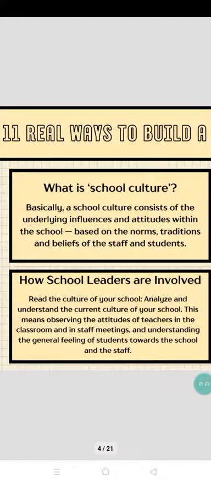Read the culture of your school, analyze and understand the current culture of your school. This means observing the attitudes of teachers in the classroom and in staff meetings and understanding the general feeling of students towards the school and the staff.